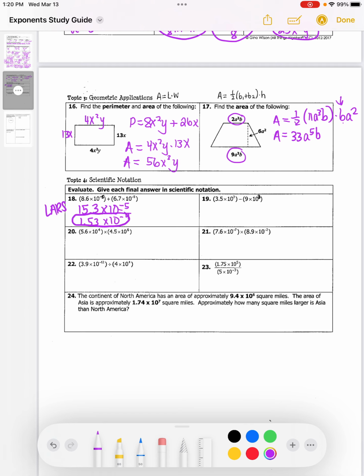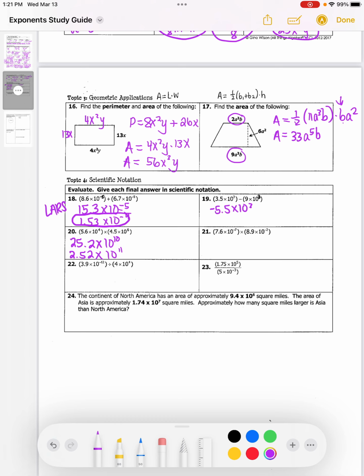Number 19, we're subtracting. I know it's kind of weird, but you're allowed to have a negative scientific notation number. 3.5 minus 9 is -5.5. So this will be -5.5 times 10 to the 3rd. For 20, we're multiplying. 5.6 times 4.5 is 25.2. Adding the exponents, we would get times 10 to the 10th, and we would have to move this. It has to move over to the left, and because we're moving it to the left, we add 1, so it's going to be 2.52 times 10 to the 11th.